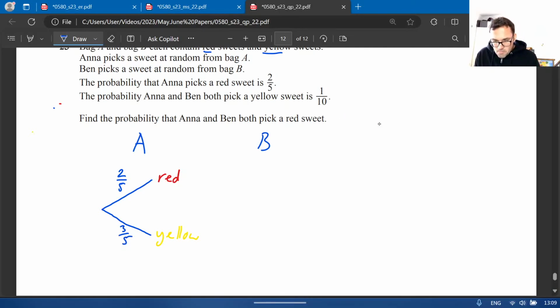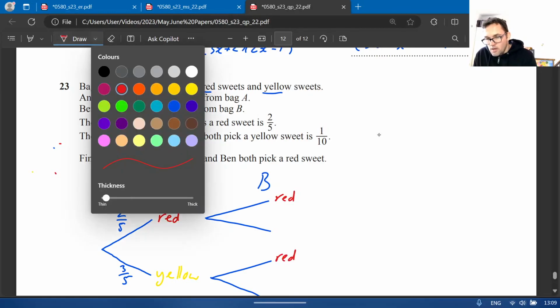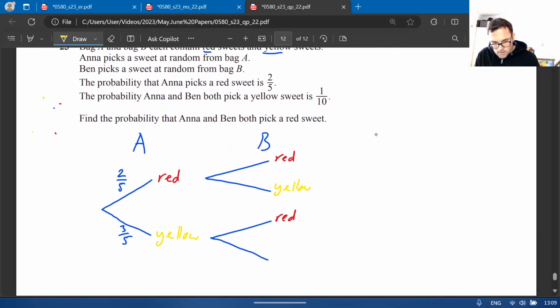Okay, then comes Ben. And let's see what it shows, all the possible things that could happen. Okay, bag B, Ben takes a sweet out of bag B. And again, bag B contains red and yellow sweets, of which we don't really know how many there are.